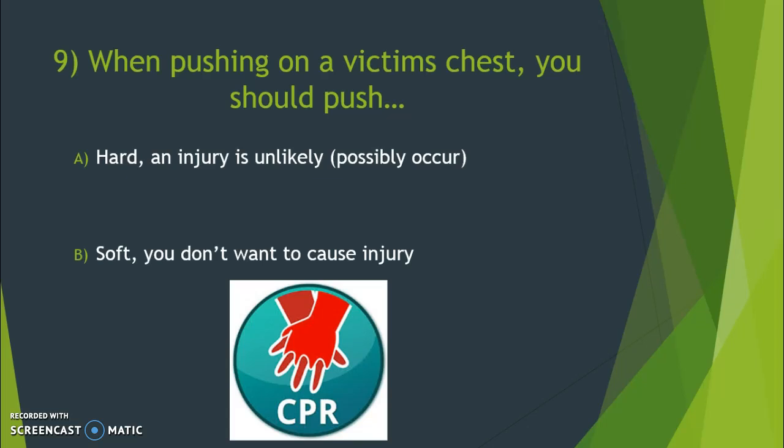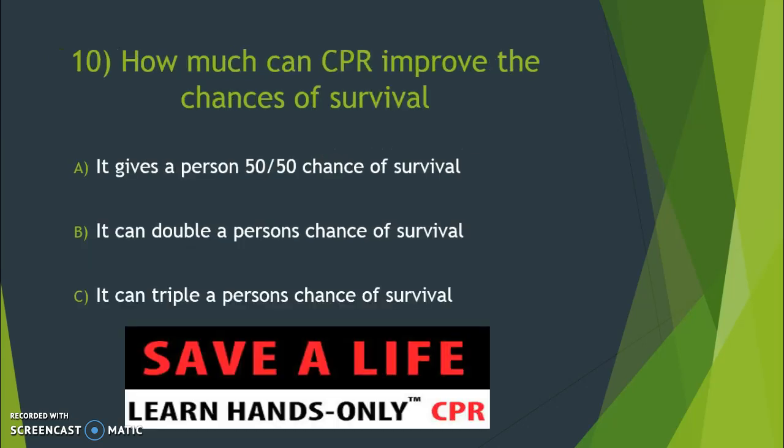Nine. When pushing on a victim's chest, you should push A. Hard. An injury is unlikely. It could possibly occur. B. Soft. You don't want to cause an injury. Number 10. How much can CPR improve the chances of survival? A. It gives a person a 50-50 chance of survival. B. It can double a person's chance of survival. C. It can triple a person's chance of survival.